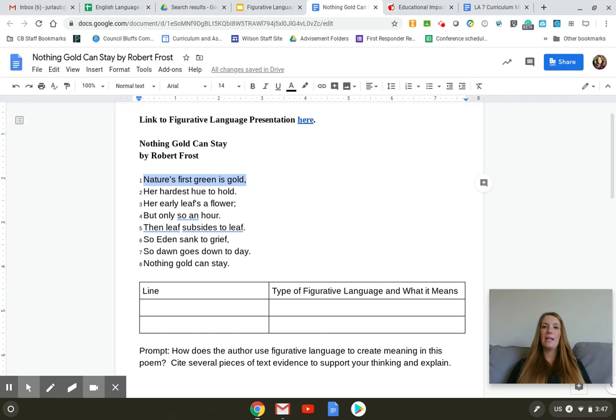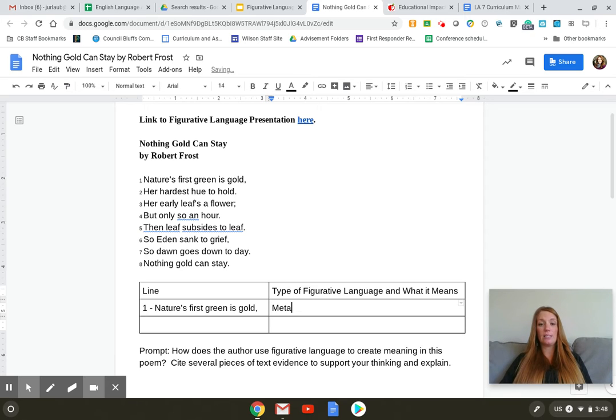It's saying that nature is worth that much. So what we're going to do is go down here and write line 1. And if you want to, you can copy and paste it. You don't have to, but I'm going to just so I know it when I want to cite my evidence. And then over here, the type of figurative language, this is a metaphor because it's comparing nature to gold, and it doesn't use like or as.